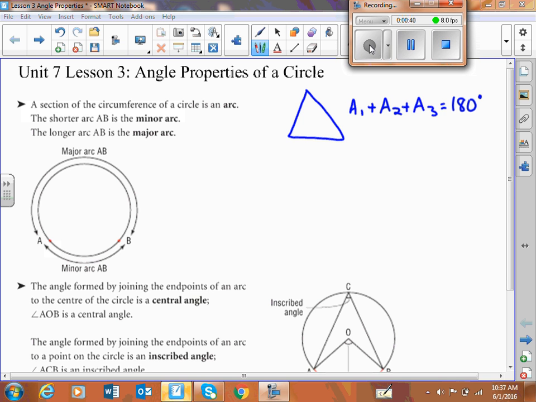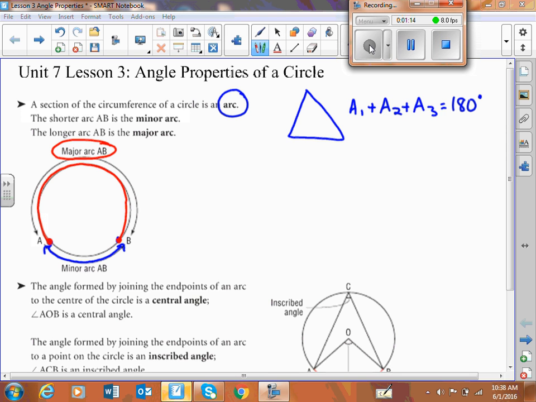Some terminology here. A section of the circumference of a circle is called the arc. The shorter arc AB is the minor arc. So here we go. Here's point A, and here's point B on the circle. In between them, the piece of the circumference of the circle, we would call that a minor arc AB. But because the circle is round, we could go the other direction from point A to B, the long way around like so, and you can see that we would have a major arc AB.